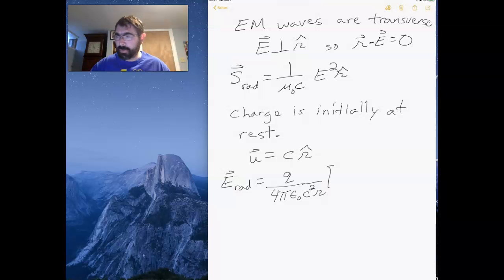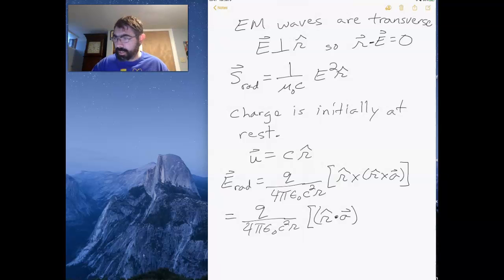So that means that the electric field associated with the radiation is Q over 4 pi epsilon naught c squared R, R hat crossed into R hat crossed into the acceleration, which I can now rewrite as R hat dot A times R hat minus the acceleration. Okay, because what you get is R hat dot R hat gives you 1. So that's how you get the second term, where it's just the acceleration.